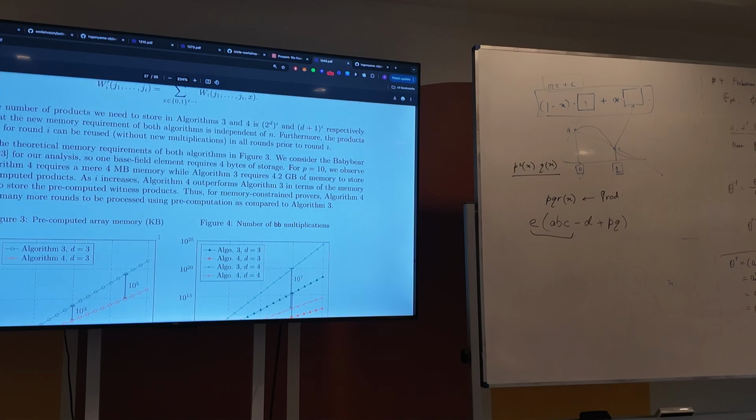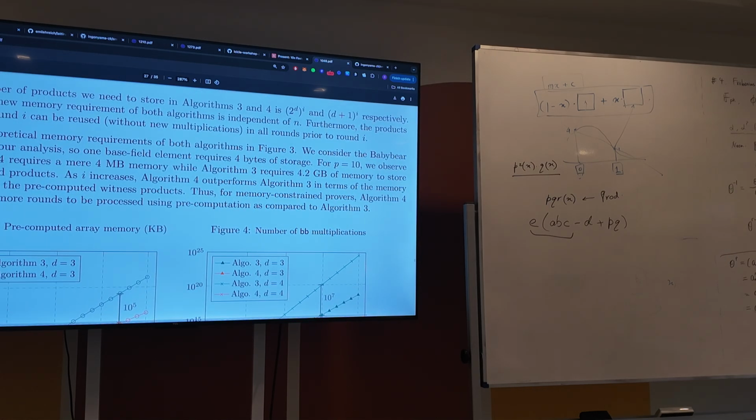I'll show you some quick numbers. If we take instance size 2 to the power 10, algorithm 4 requires 4 MB, but algorithm 3 requires 4.2 GB. So even at 2 to the power 10, algorithm 3 becomes unusable, because 4.2 GB can't even fit on basic PCs.